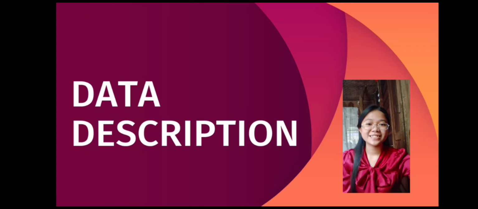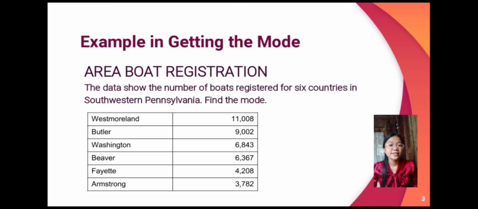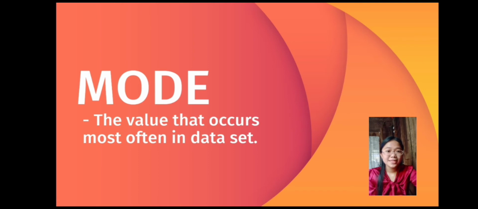Let's start! We have here an example of finding the mode: area boat registrations. The data show the number of boats registered for 6 counties in southwestern Pennsylvania. Find the mode. Our data here is Westmoreland 11,008, Butler 9,002, Washington 6,843, Beaver 6,367, Fayette 4,208, and Armstrong 3,782. The mode is the value that occurs most often in a data set.